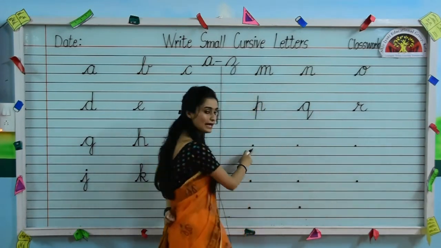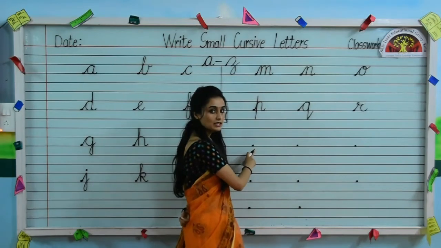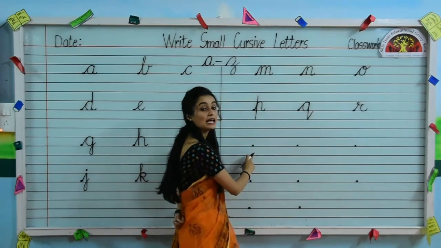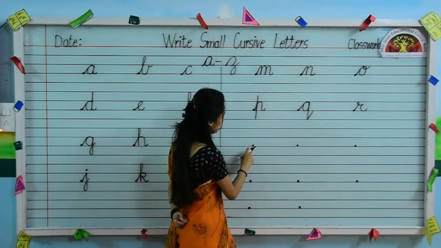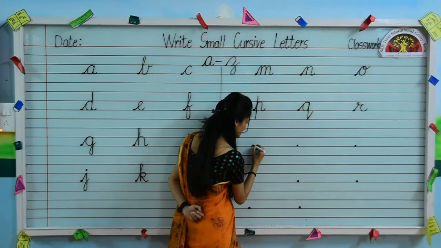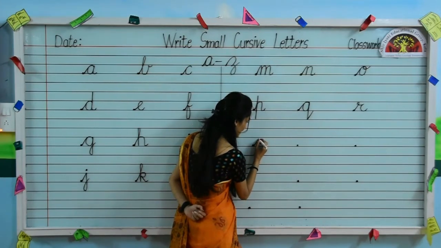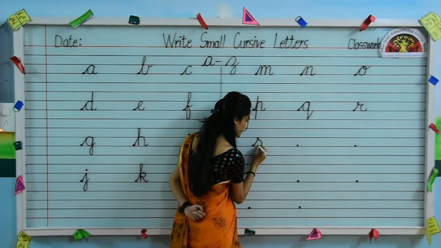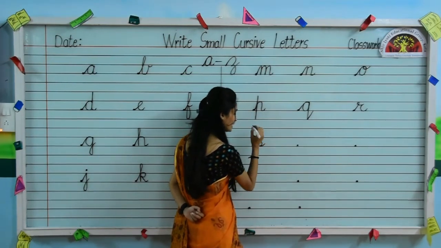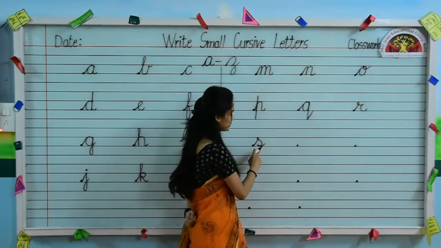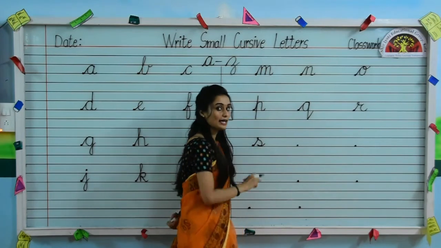Now come on the next line. Which is the next letter? P, Q, R. Then the next one is S. So put your pencil over here on the dot and slanting line up, touch the second line, then a loop, curve and out like this. This way you have to write your letter S.